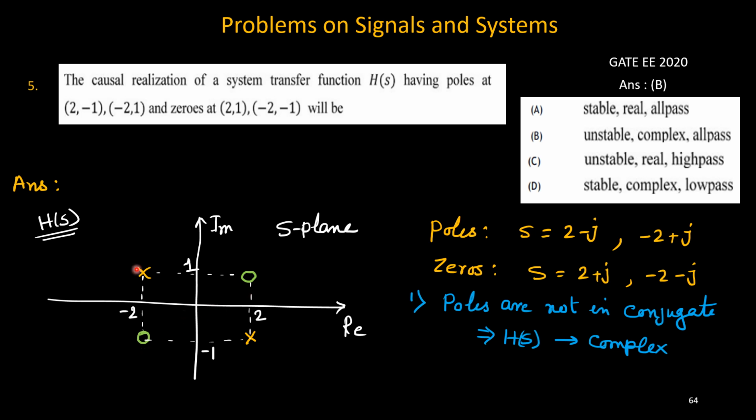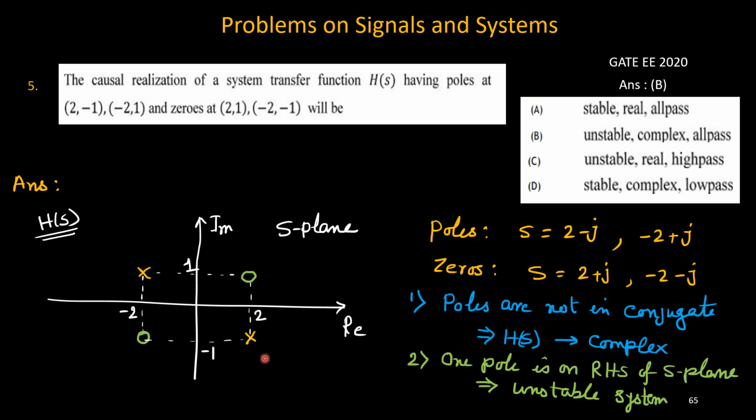Thus, numerator and denominator both are complex. As a result, H of s is complex. So H(s) will be real if all the poles and zeros are either real or in conjugate pairs. Okay, if I have two poles, then those two poles should be in a conjugate pair. The two zeros, both the zeros should be in conjugate form. Then only H(s) will be a real polynomial. So this is not the case. Thus H(s) is complex.